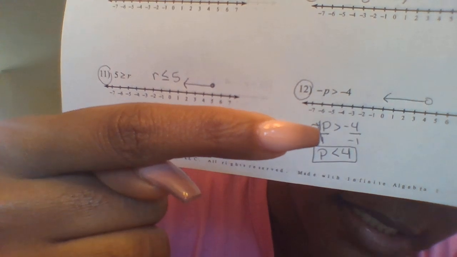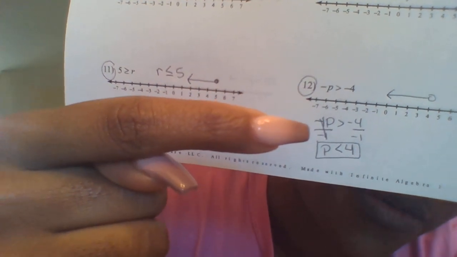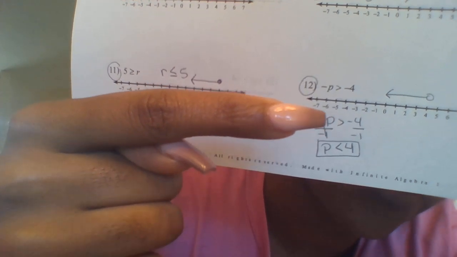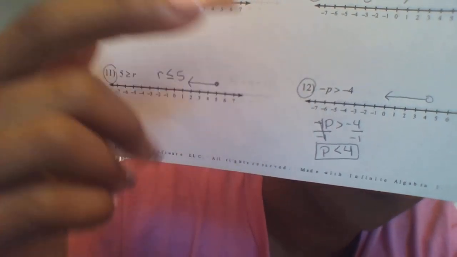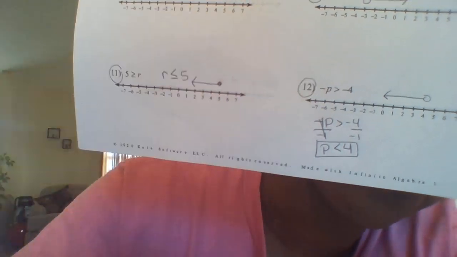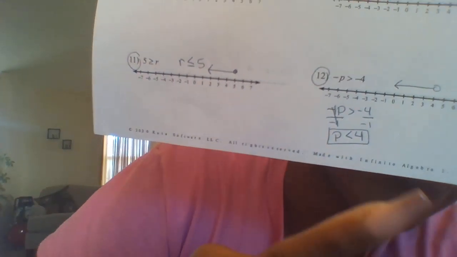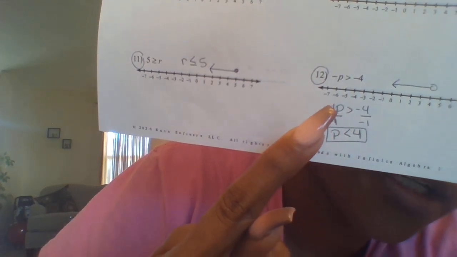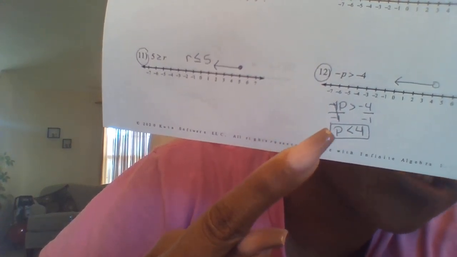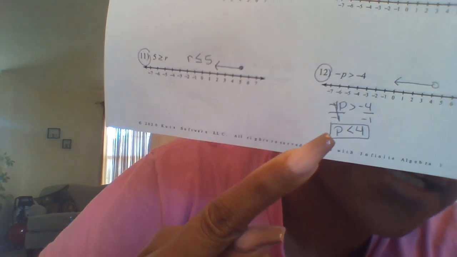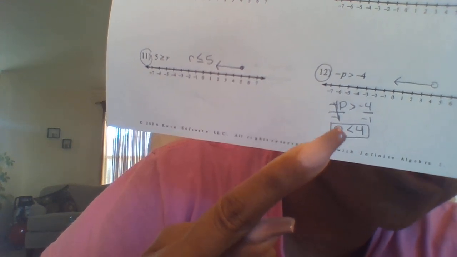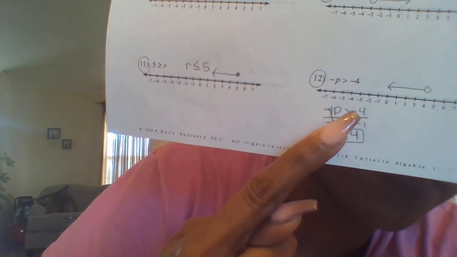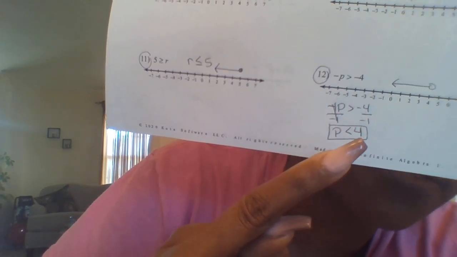Just like when we were solving one-step equations, to isolate the variable, we have to use inverse operations. When a number is written right next to a variable, that is multiplication. The inverse operation, or the opposite of multiplication, is division. So we're going to divide both sides by negative 1. Negative 1 divided by negative 1 is positive 1. Positive 1p is the same thing as p, so we're left with p on the left side. And then negative 4 divided by negative 1 gets us positive 4.